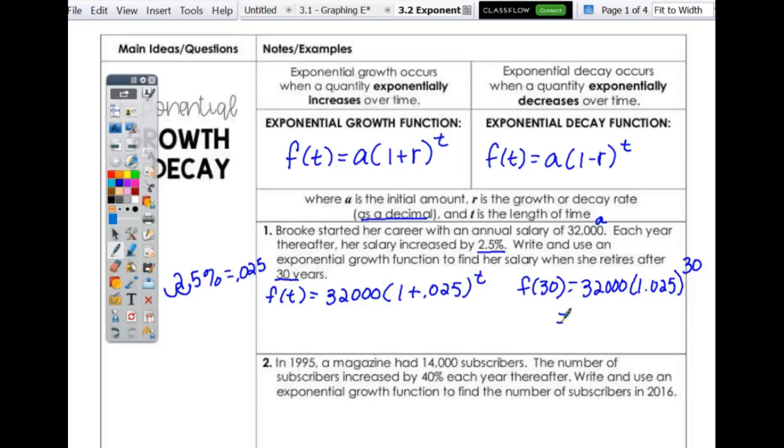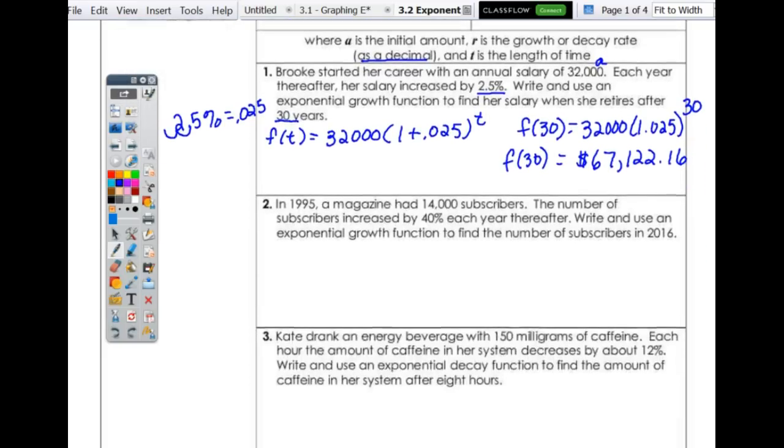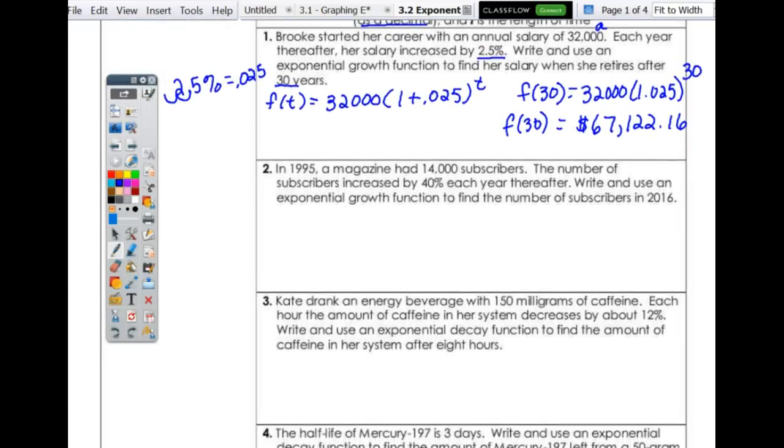So if you put that in the calculator, we get 67,122. And so this is money. And money we're going to round to 2 decimal places. So after 30 years, this will be her salary. Money, round to 2 decimals.